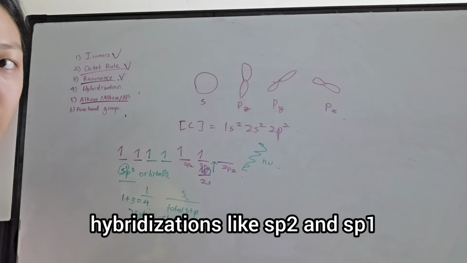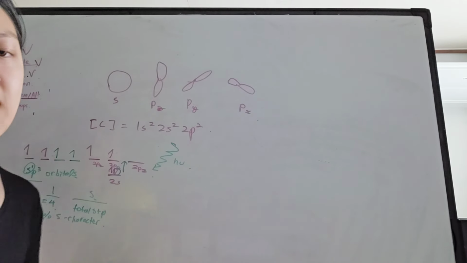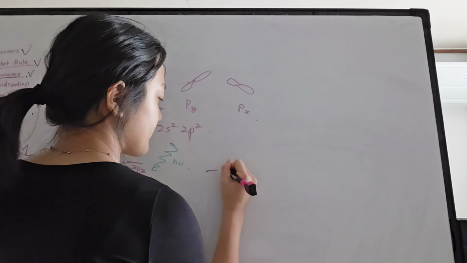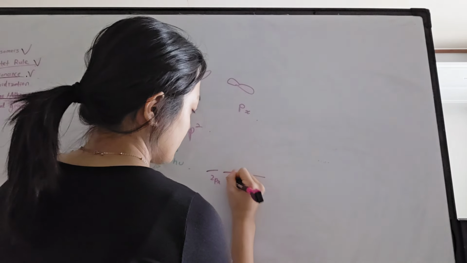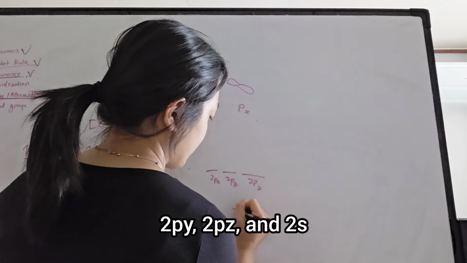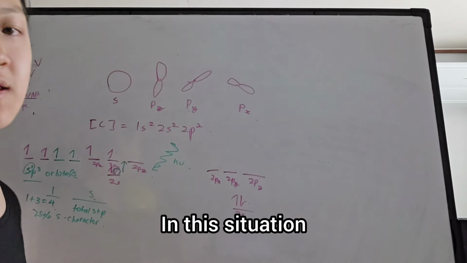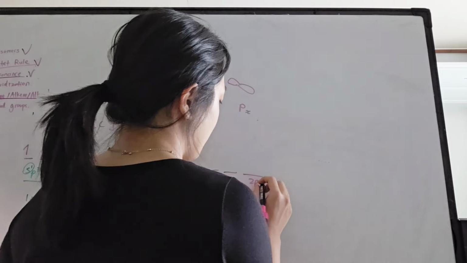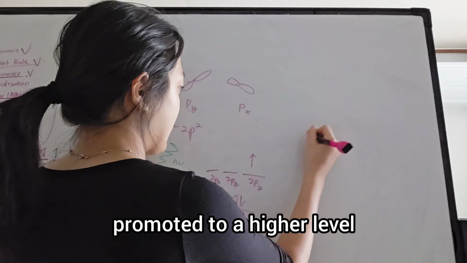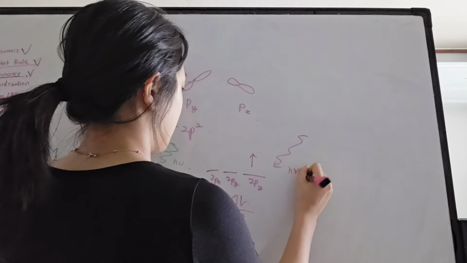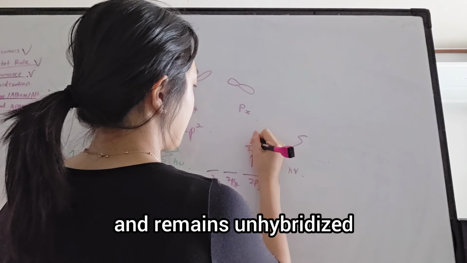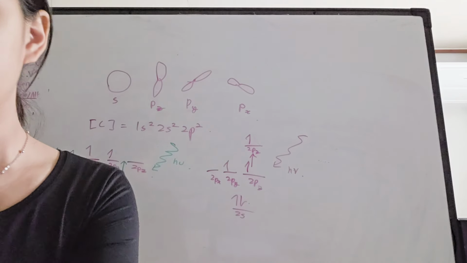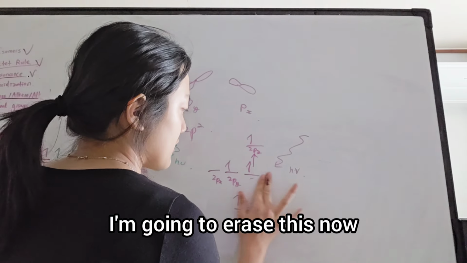Now, what happens if we move on to higher hybridizations like sp2 and sp1? Well, this just means that less of them are hybridized. So let's take the same situation where we have 2px, 2py, 2pz, and 2s. In this situation, let's leave one of our p orbitals unhybridized. So one of the p orbitals is just going to be promoted to a higher level. When energy comes in, this goes over here and remains unhybridized. Whereas these two are then promoted to take its place over here. We're going to erase this now.